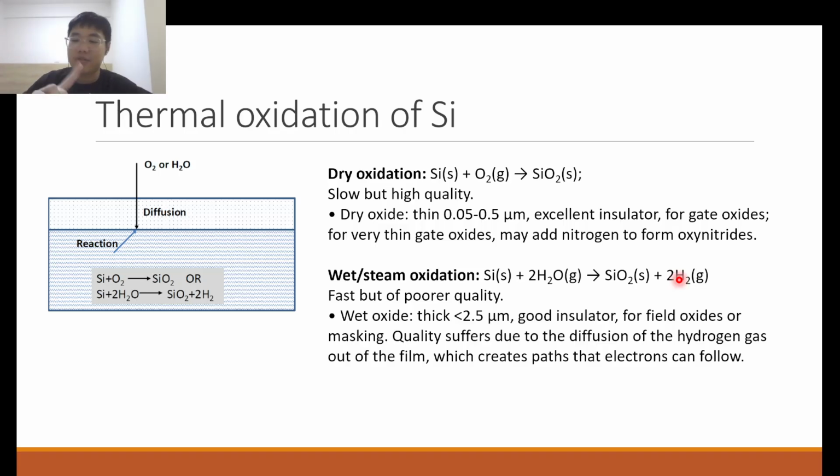And when it escapes, it forms tunneling channels through the oxide layer that can eventually, during device operation, also tunnel things like electrons. So it is less robust. It's of a less robust structure. So it's good for things like field oxides or masking. However, if you have to use it as gate oxide, where there's a very stringent requirement of its electric properties and electric strength, then this is not so suitable.